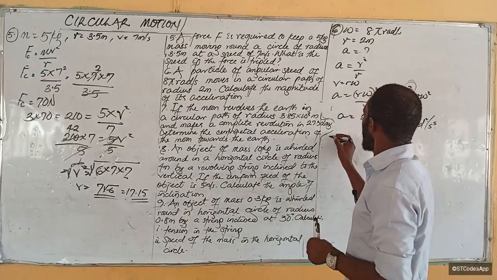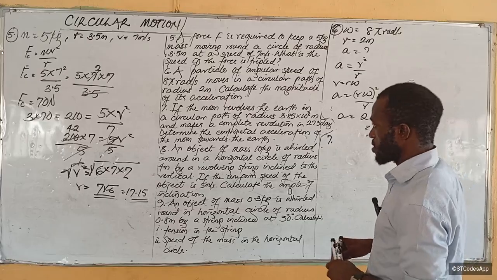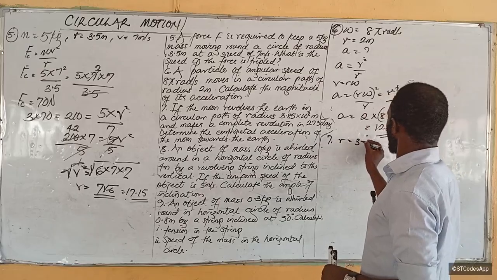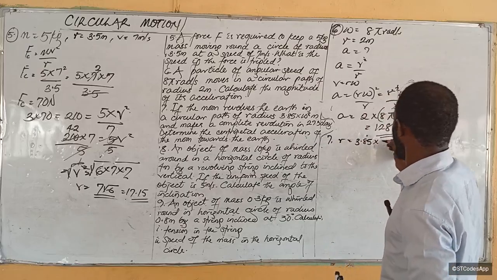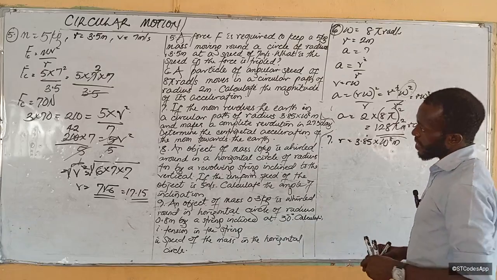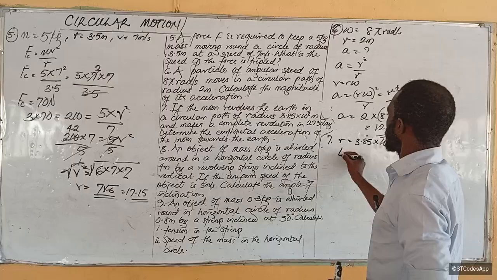Now number 7. If the moon revolves around the earth in a circular path of radius 3.85, is that the radius of the earth? No. And makes a complete revolution in time.